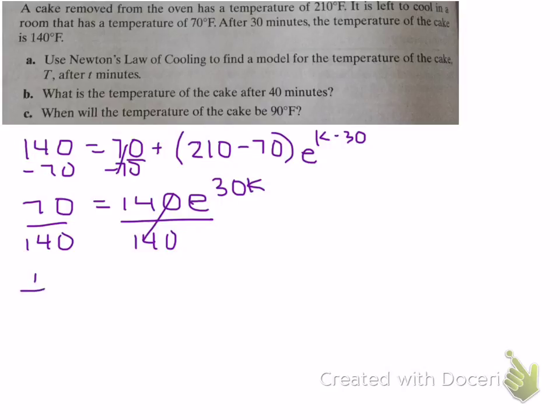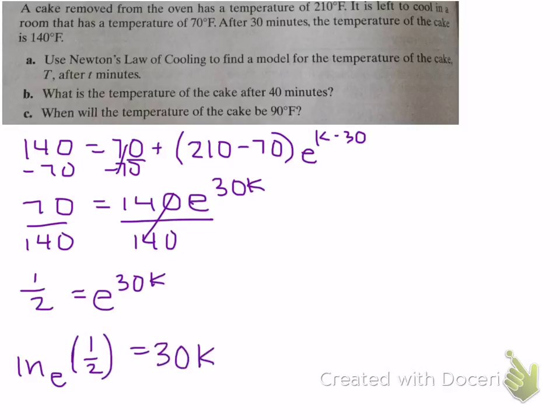So I get 1/2 equals e to the 30k. And at this point I need to put it in natural log form. So I have natural log of 1/2 equals 30k, and I divide both sides by 30. So I've got a bunch of calculator work here. And when I do that, I get k is approximately equal to negative 0.0231. And as a rule of thumb, we want to use as many decimal places as possible for our k value because that will ensure a more exact answer.